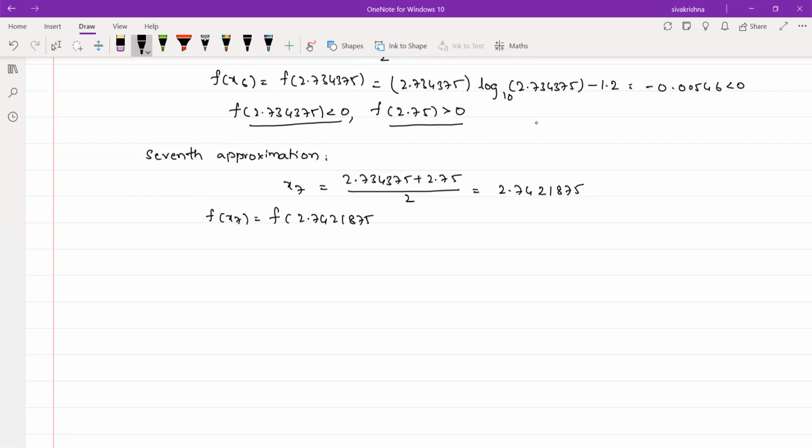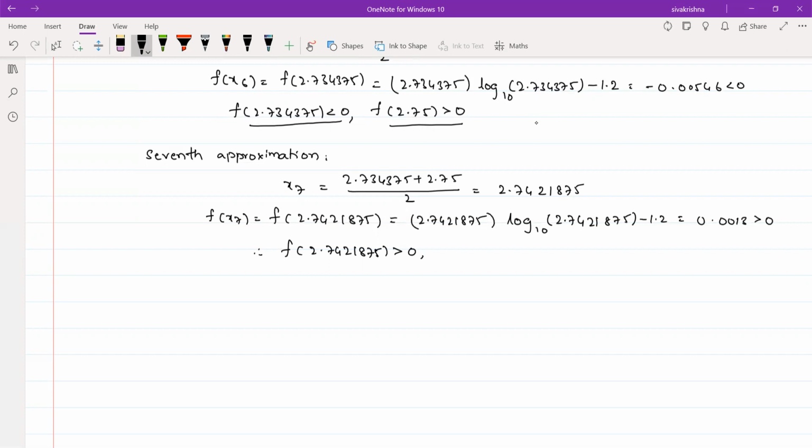That is f of 2.7421875. On substituting this value in the given equation, we get 2.7421875 into logarithm of 2.7421875 to the base 10 minus 1.2, and this is approximately equal to 0.0013, which is a positive value. It means f of 2.7421875 is a positive value.